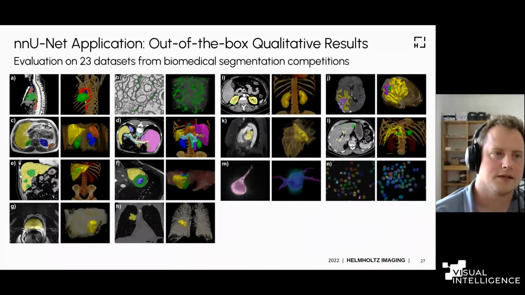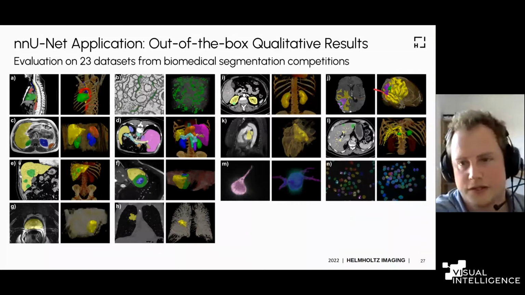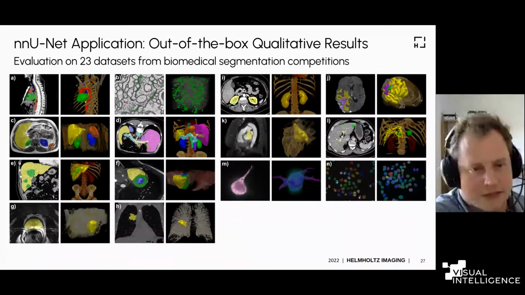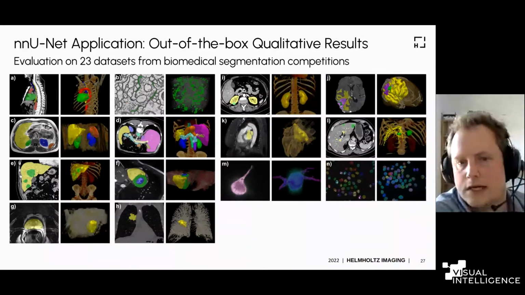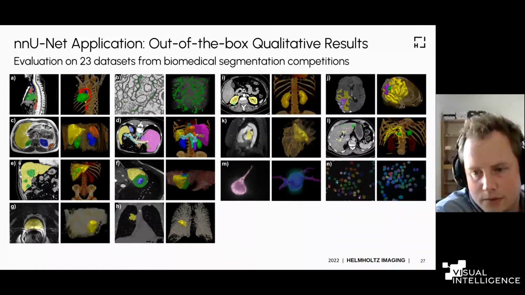So what we're seeing here is that across all the different imaging modalities, so different types of MRI images, CT images, but also fluorescence microscopy and electron microscopy, across all these different modalities, different image sizes, spacings, anisotropies, etc., nnU-Net is able to, in this case here, qualitatively produce really nice outputs.